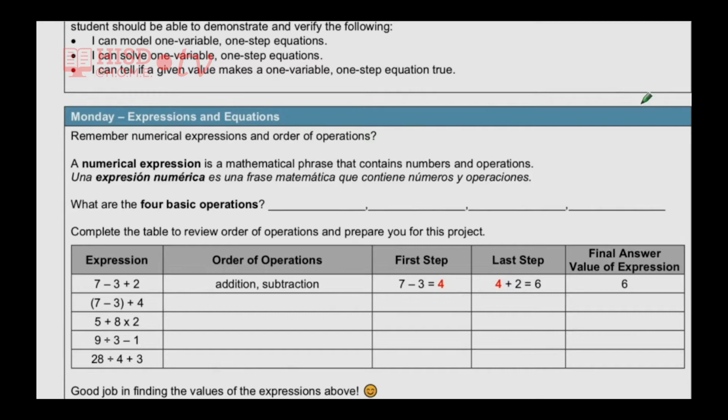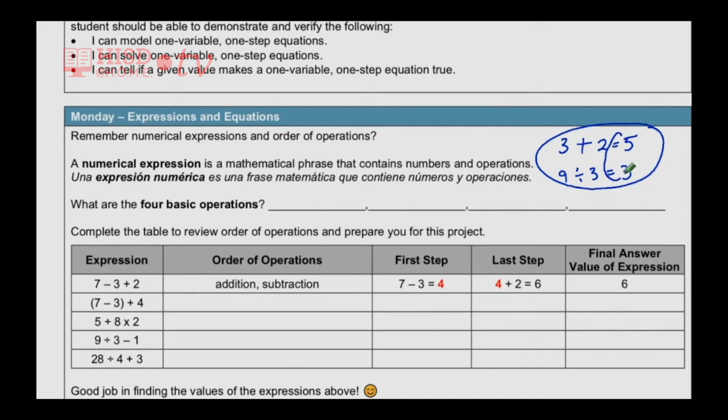A numerical expression is a mathematical phrase that contains numbers and operations. I also want to highlight that 3 plus 5 is an expression and 4 divided by 1 is an expression. You have numbers and you have no equal sign. And also, 3 plus 2 equals 5, and 9 divided by 3 equals 3. Is that an expression or an equation? Yes, you guessed it. It's an equation. Why? Because of the equal sign. Good job, guys.